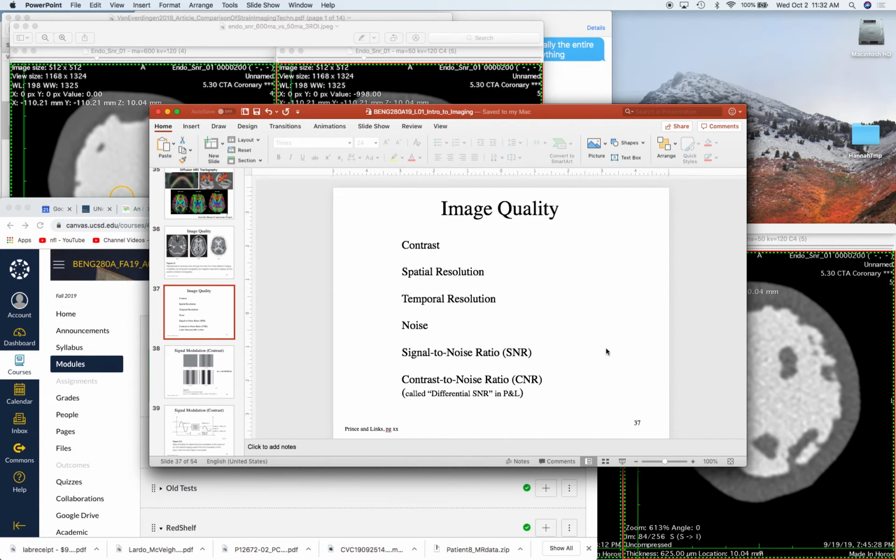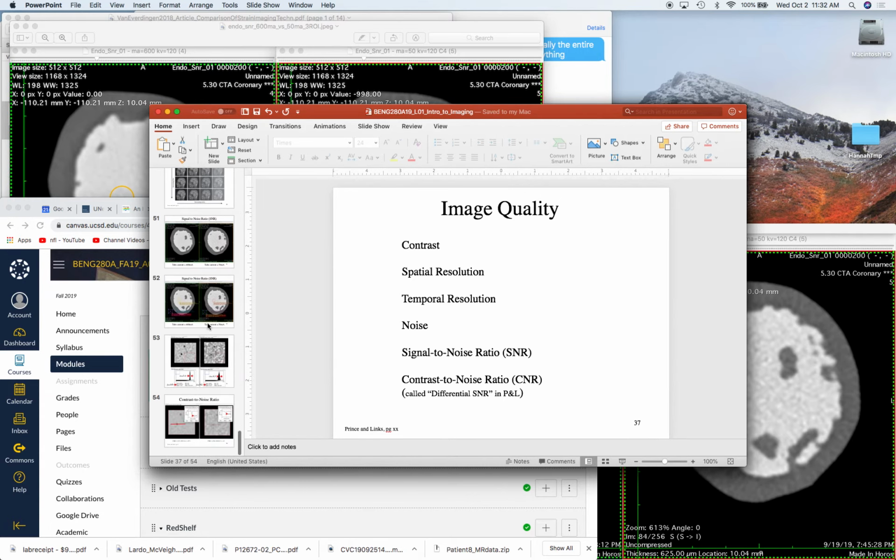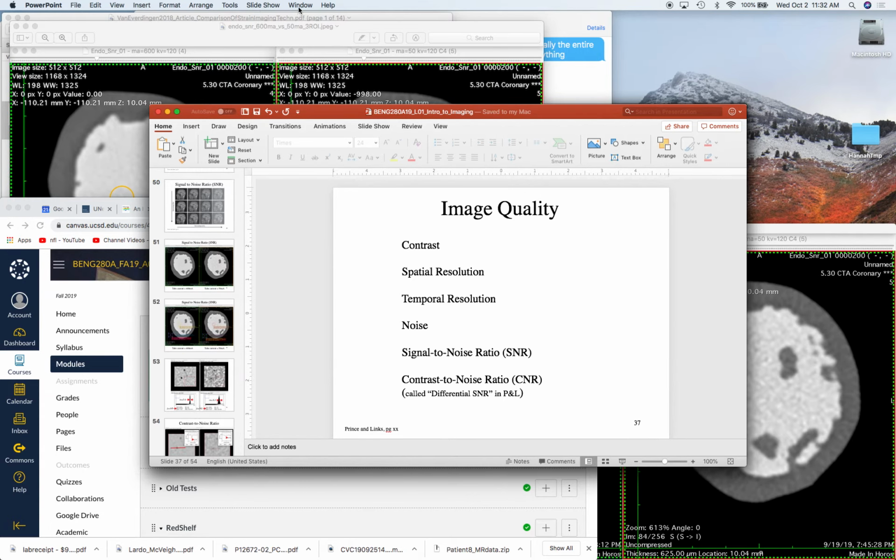Okay, so that takes us to the end of image quality, and now we're going to look at X-ray imaging and X-ray production.